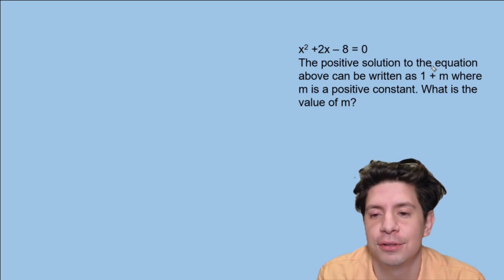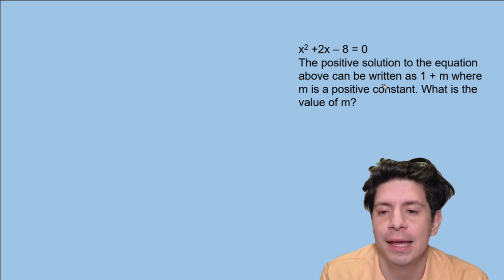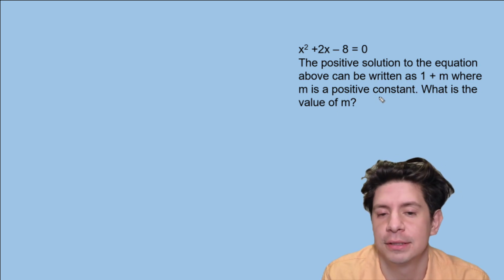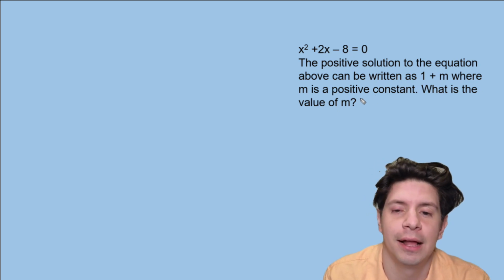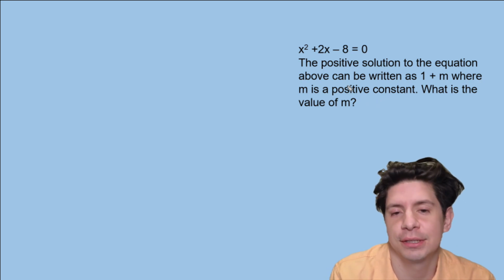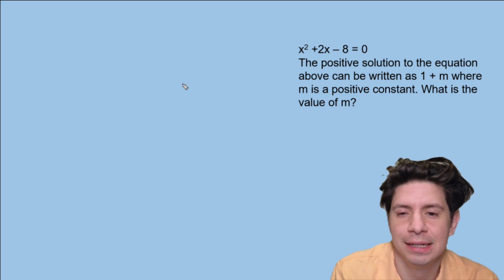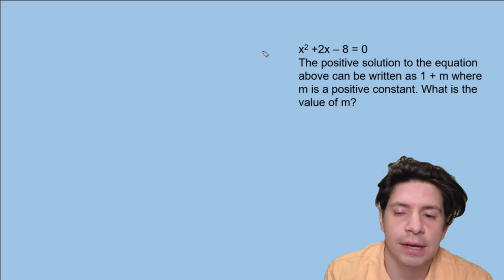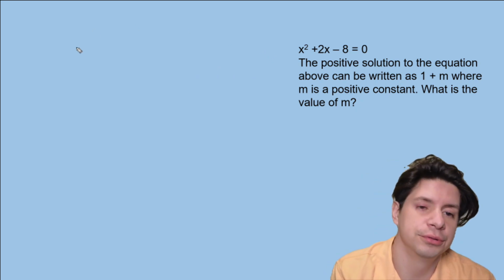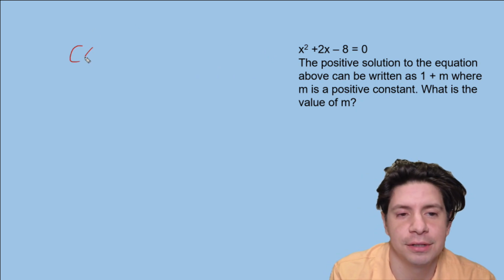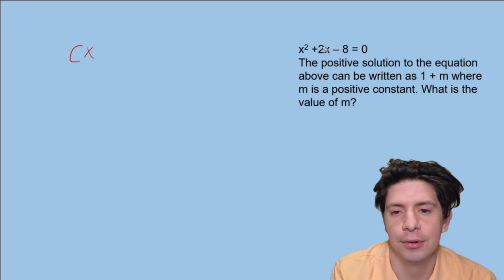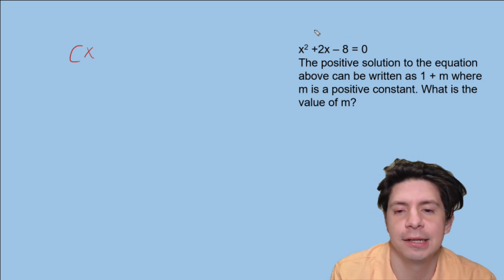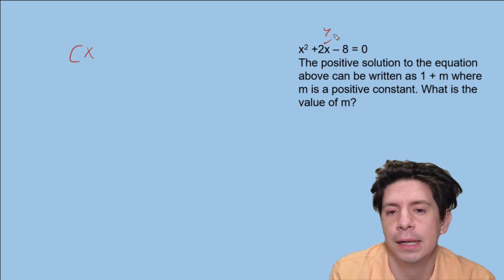The positive solution to the equation above can be written as 1 plus m, where m is a positive constant. What is the value of m? Okay, so x squared plus 2x minus 8. You could do the quadratic equation, or you could do Desmos, but I'm just going to factor because this one's nice and clean. What multiplies to 8 and has a difference of 2, right, because it's a negative, is going to be 4 and negative 2.